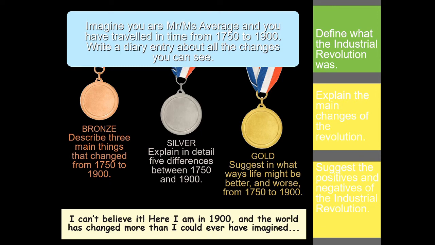If you want a silver medal, explain in detail five differences between 1750 and the 1800s. So it's five differences. And if you want a gold medal, I'd like you to suggest in what way life might be better and worse from 1750 to 1900. So have your character thinking about the good and the bad. Here I'll give you the opening line: I can't believe it. Here I am in 1900 and the world has changed more than I ever imagined... How are you going to finish that?